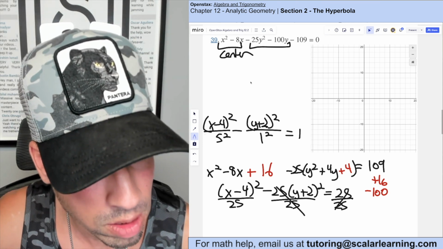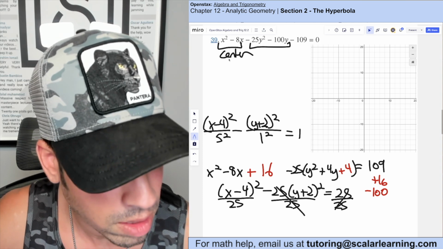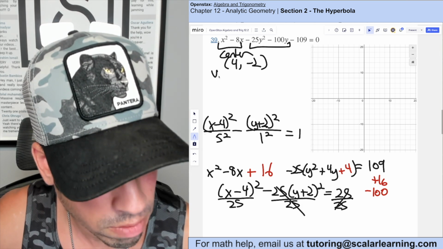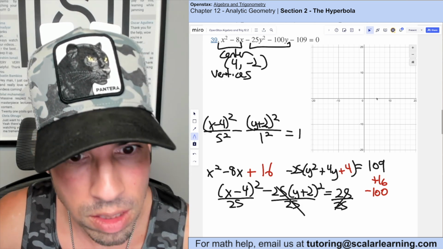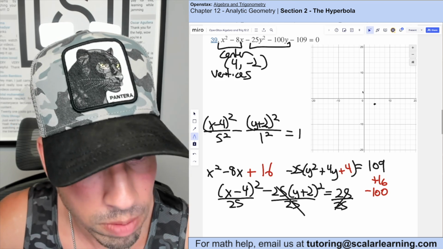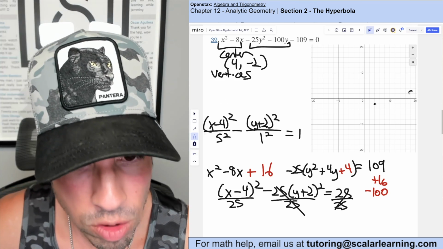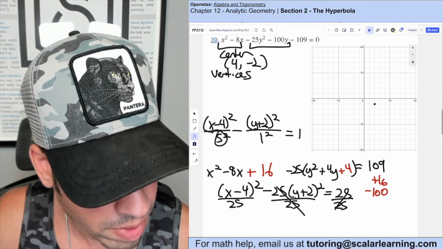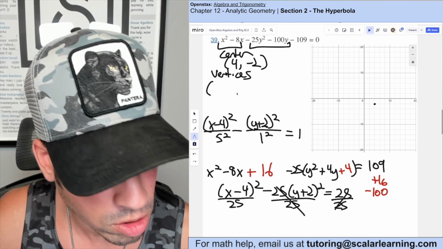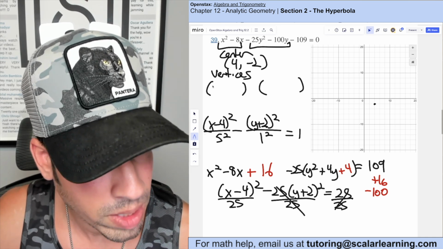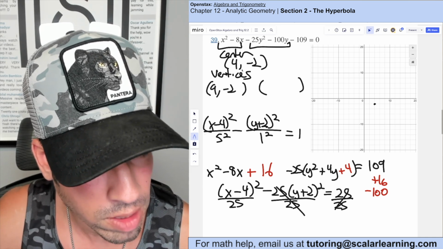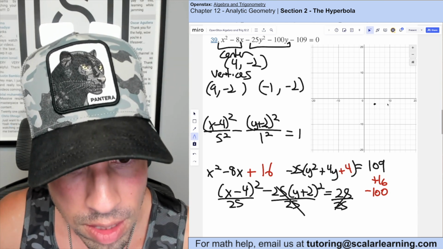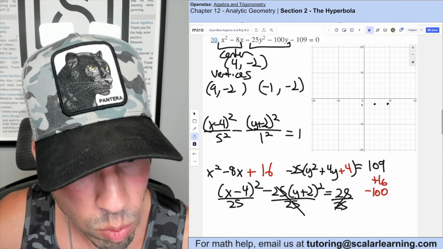First, we know the center is the opposite of that and that, which is 4, -2. We also can get the vertices, because if we got a center at 4, -2, which is right here, and we know that x is in front, we know that this thing is going this way and this way. So to get to those main vertices, I'm going to take this value, 5, and I'm going to add it to the x because it's going left and right. So we're going to say we got 9, -2, adding 5, and then subtracting 5, -1, -2. So we got 9, -2, and -1, -2.